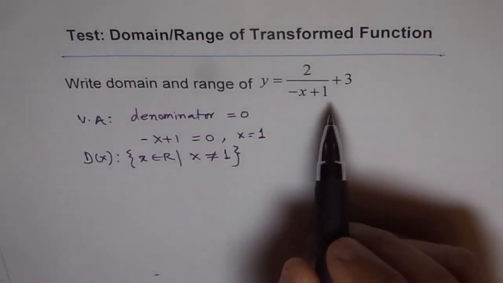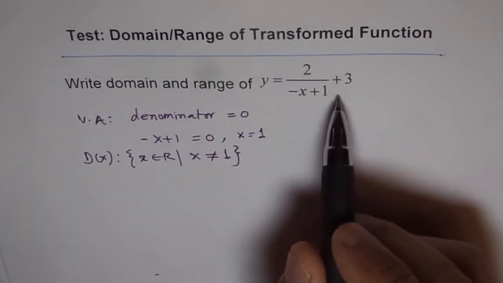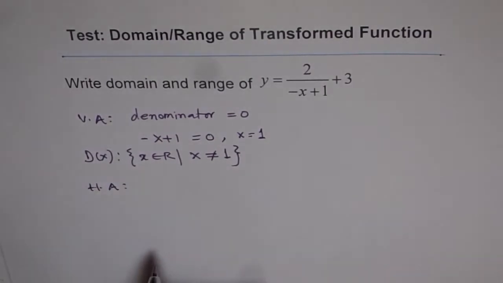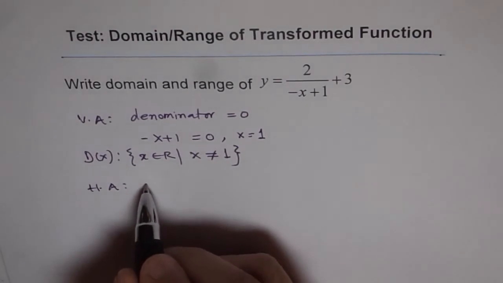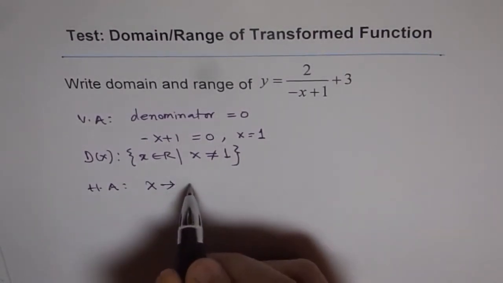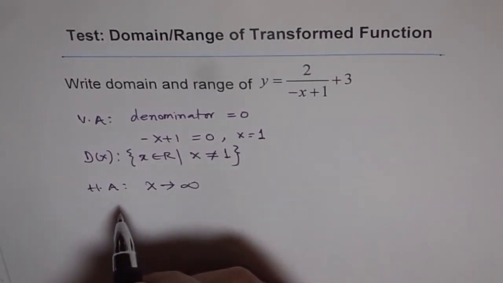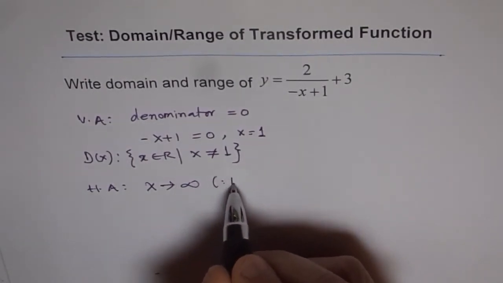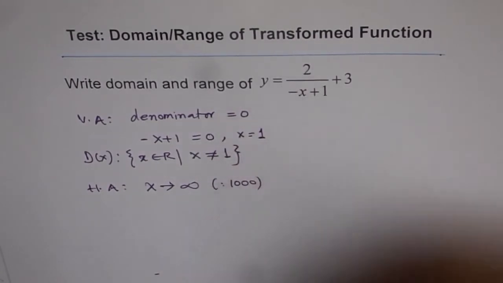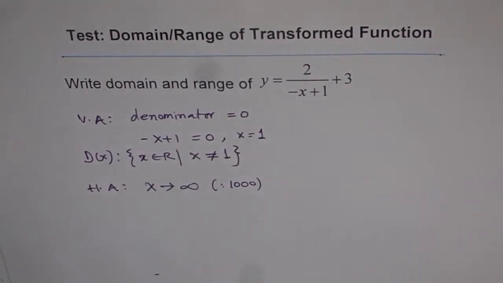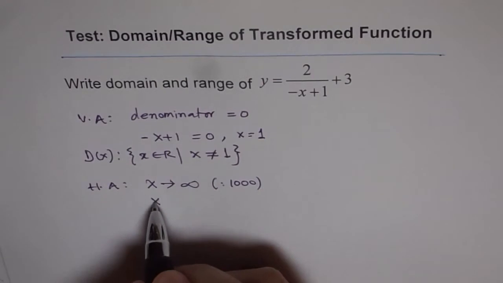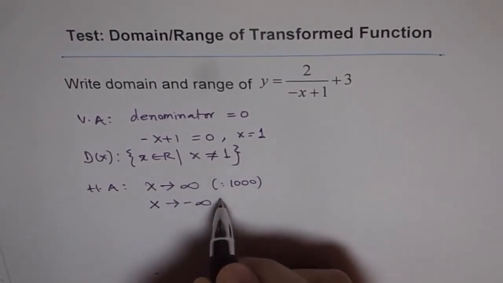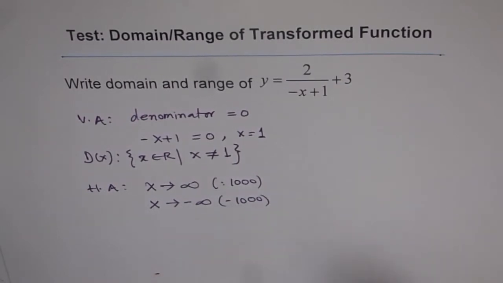For range, we have to analyze the horizontal asymptote. So for that, let's analyze the horizontal asymptote. Now for horizontal asymptote, we have to see if x is very, very large, that means approaching infinity, right? In a calculator, you can put a large value like 1000. Just put the number 1000 and calculate. That helps. So x could be approaching a large number in the positive direction or in the negative. So you can plug in minus 1000 and calculate.